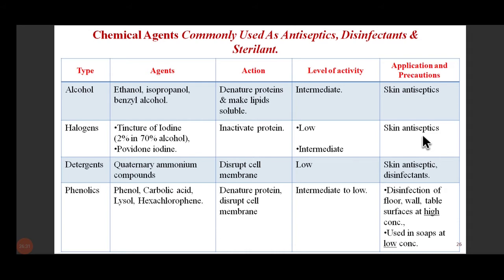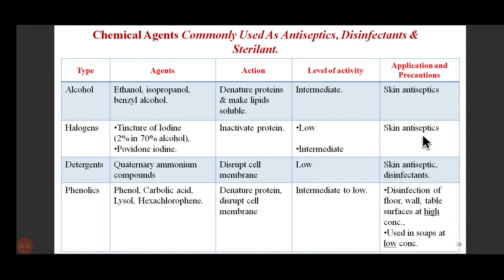Here we are determining the level of activity as low, intermediate and high according to the spectrum of diseases and spectrum of microorganisms against which it is effective, like whether it is effective against viruses, bacteria, fungi, or various other organic compounds.